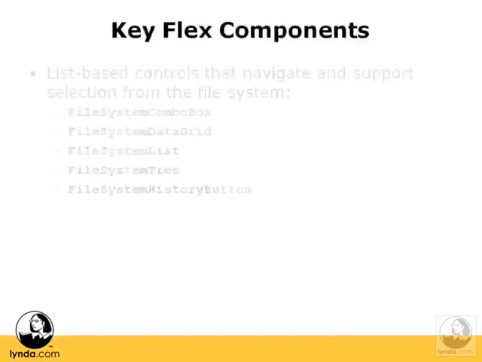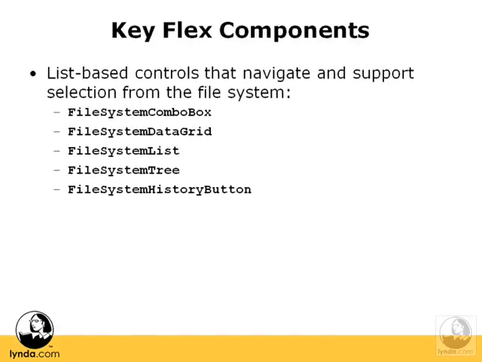There's a set of components based on the Flex list controls. The combo box, data grid, list, and tree controls have been repurposed into file system versions of the same controls. Whereas the base list controls deal with data in the form of array collections or XML list collections typically, the file versions of these controls get their data directly from the file system, and they allow the user to navigate and select files and directories from the file system visually.